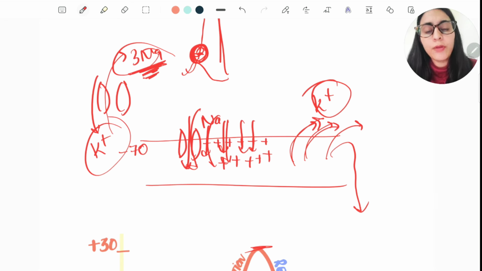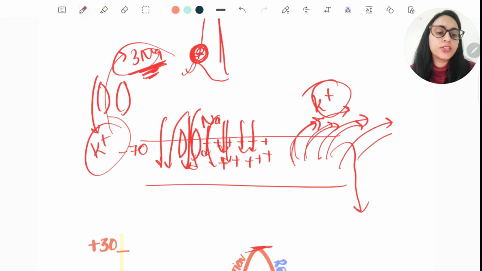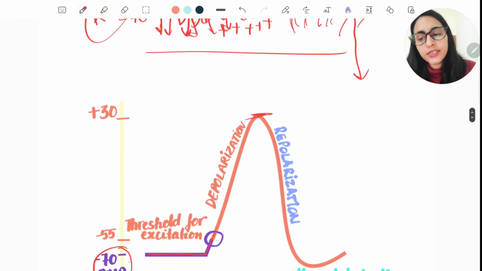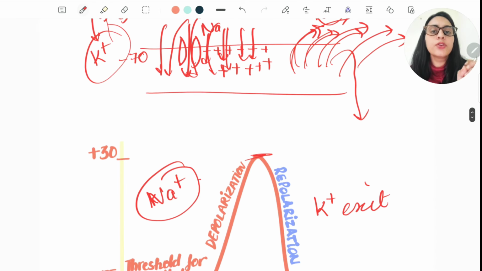So basically, coming to the point again, the entry of sodium will initiate the action potential and the exit, efflux of potassium, will generate the repolarization. So depolarization is because of the sodium entry into the cells. Repolarization is because of the potassium exit from the cell. Now what happens? It is not a continuous process.